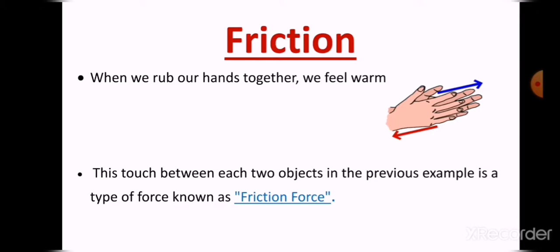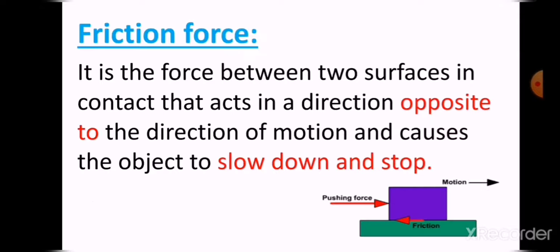This touch between two objects or between two surfaces is a type of force. This type of force is called friction force. So, what is the definition of the friction force? This definition is very important. Friction force means the force between two surfaces in contact.